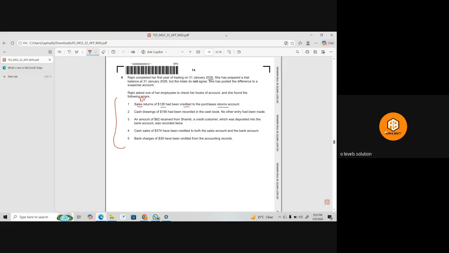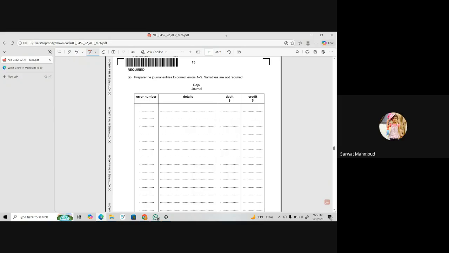So it means that we increased the purchase return account, so we need to decrease it. In order to decrease it, we will debit this and we will debit this too. So both entries will be debited by 128. And on the credit side, there will be the suspense account, because there is nothing. The purchase return is 128, and the sales return which we need to rectify is also 128. So 128 plus 128 will be 256. On the credit side there's nothing, so there will be suspense.